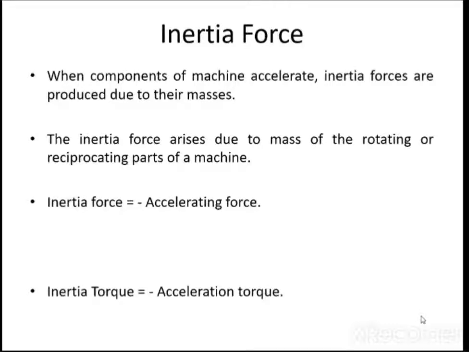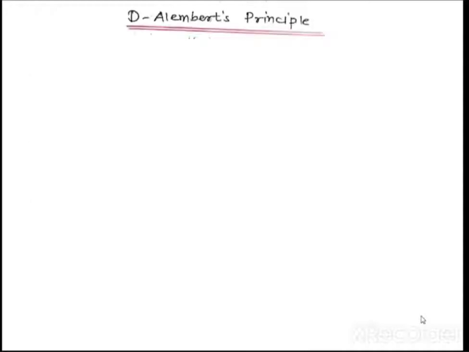So inertia force is equal and opposite to the accelerating force. Basically, how does the inertia force arise? That is due to the mass of the rotating or the reciprocating parts of the machine. So that we have understood.